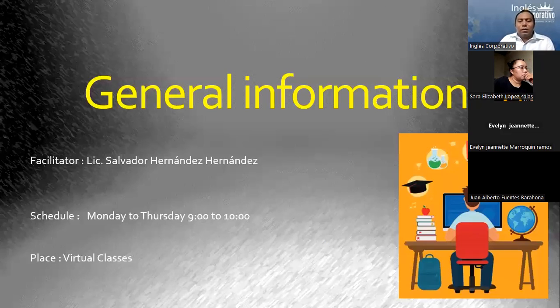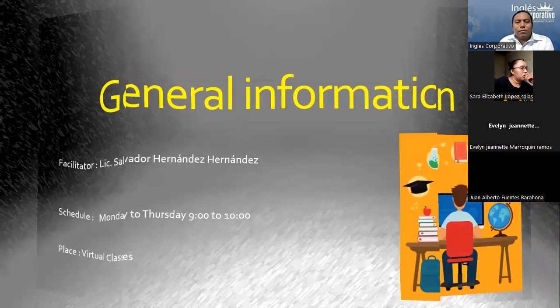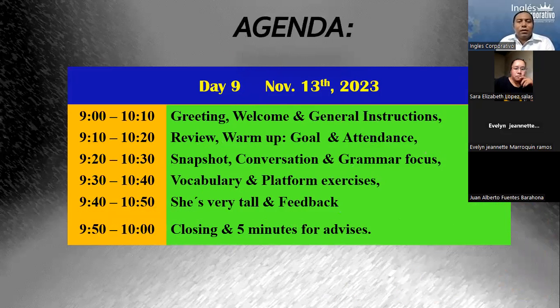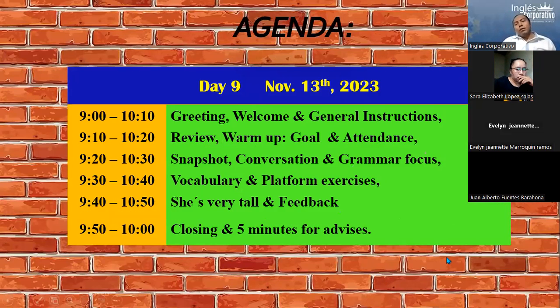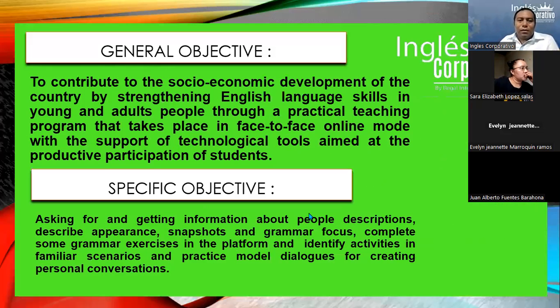Okay, the general information, the name, the schedule, and the virtual classes, right? So here you have the agenda, day number 9, November 13th, 2023. Greeting, welcome, general instruction, review, warm-up, attendance, snapshot, conversation, grammar focus, vocabulary, platform exercise. "She's very tall" is the name of today's lesson. Feedback, closing, and 5 minutes for advice. The general objective, the specific objective: asking for and getting information about people descriptions, so physical descriptions. Describe appearance, snapshots, and grammar focus. Complete some grammar exercises in the platform, identify activities in familiar scenarios, and practice model dialogues for creating personal conversations.